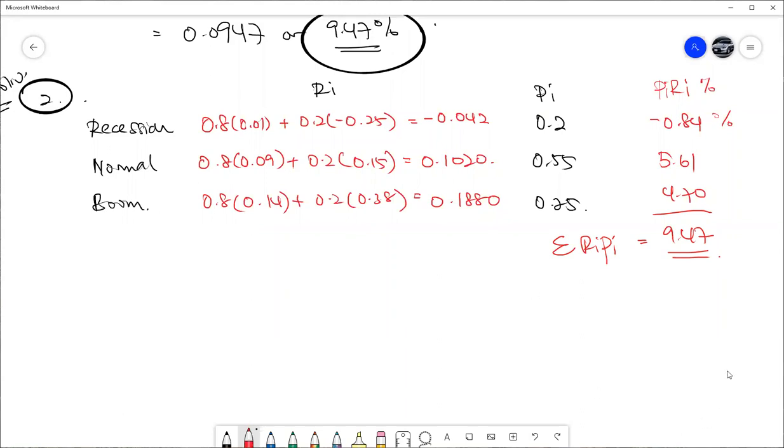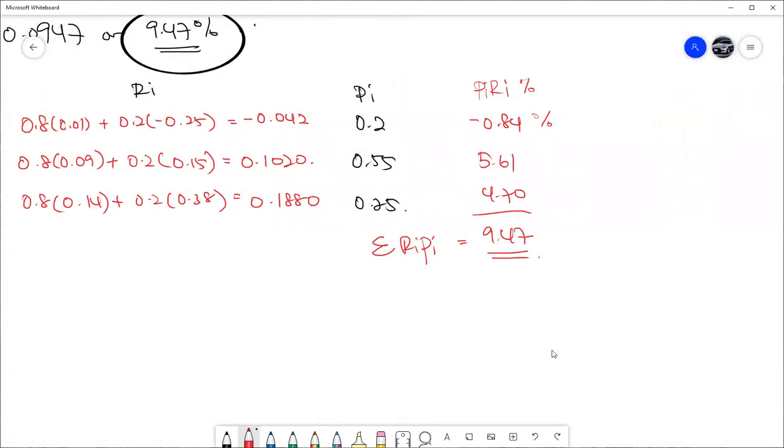9.47 equals to this. So this is in percentage form. If you put decimal, it's negative 0.0084, 0.0561, 0.0470. You get 0.0947.